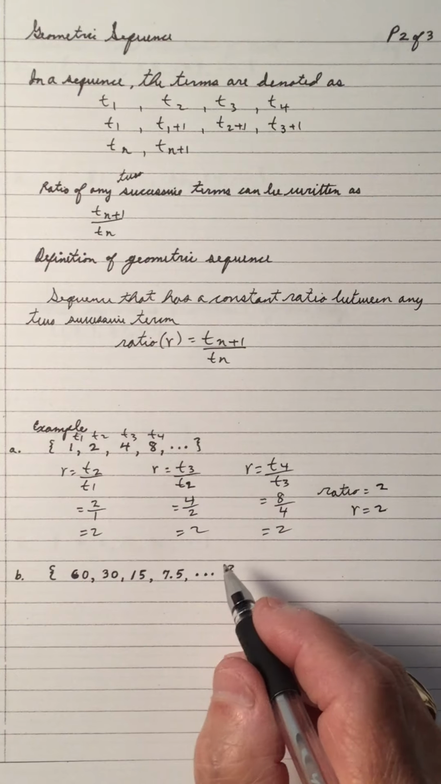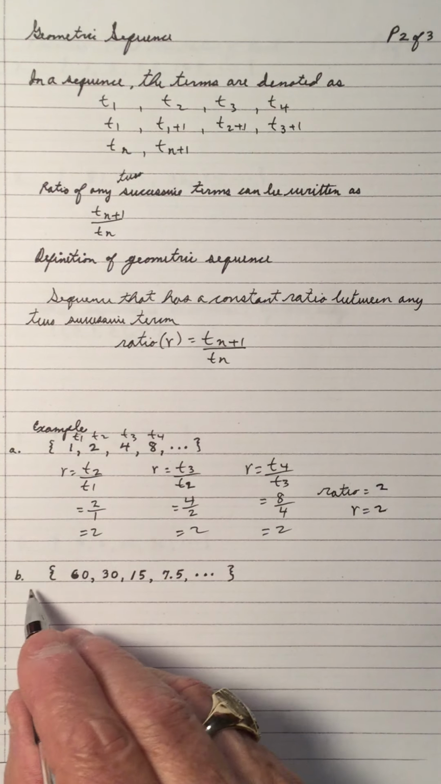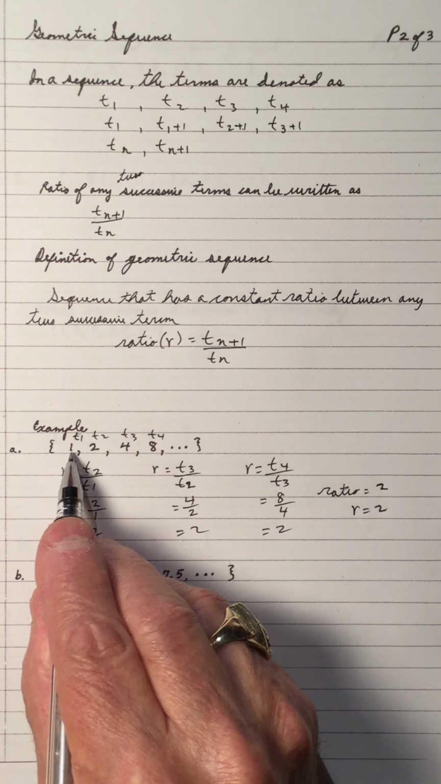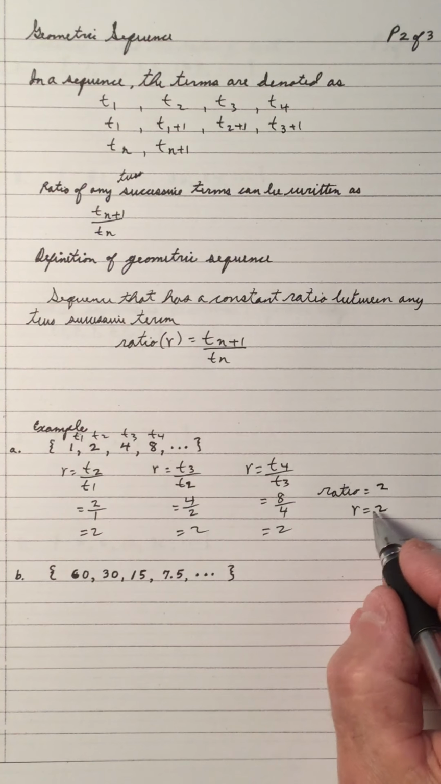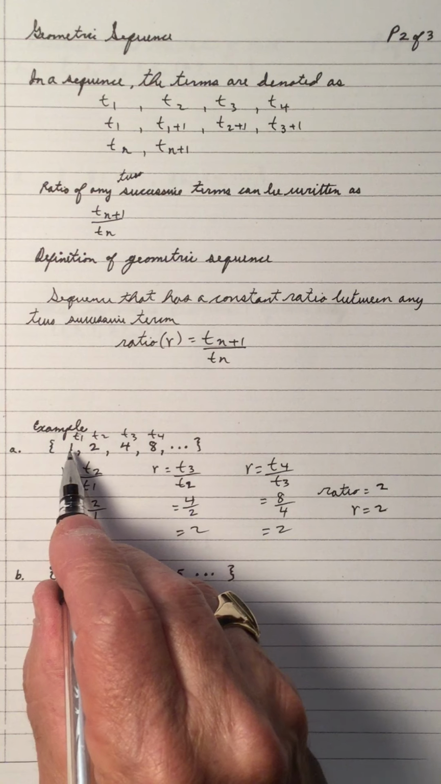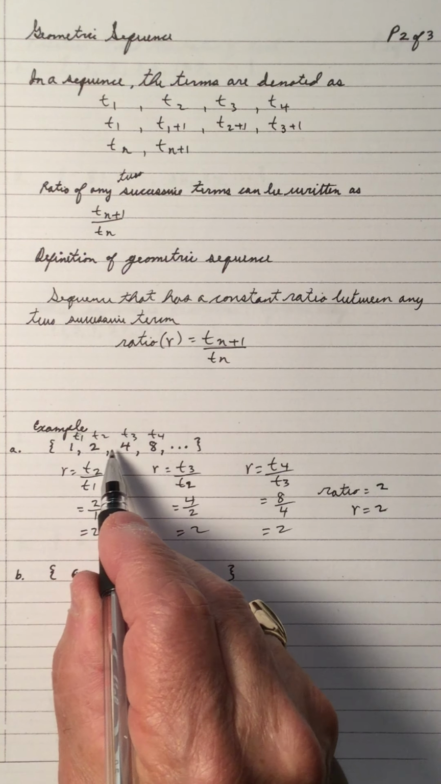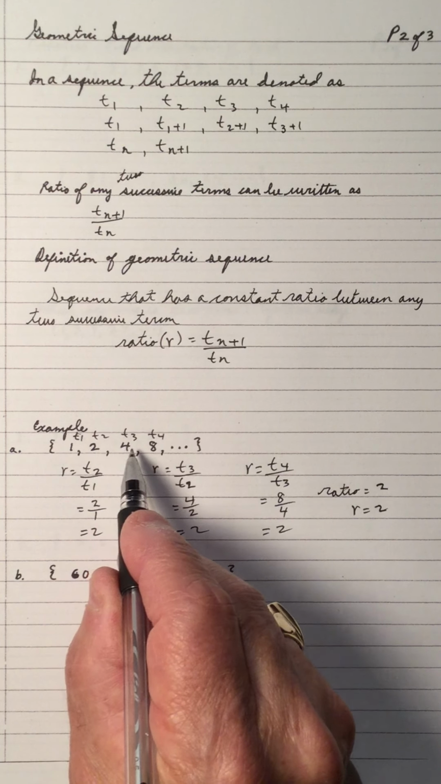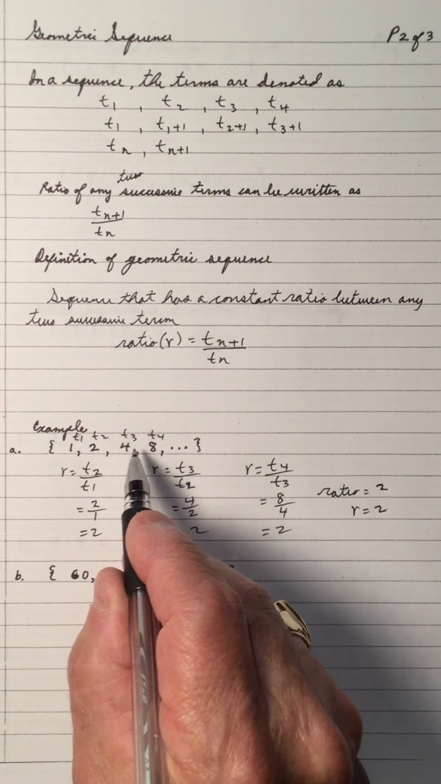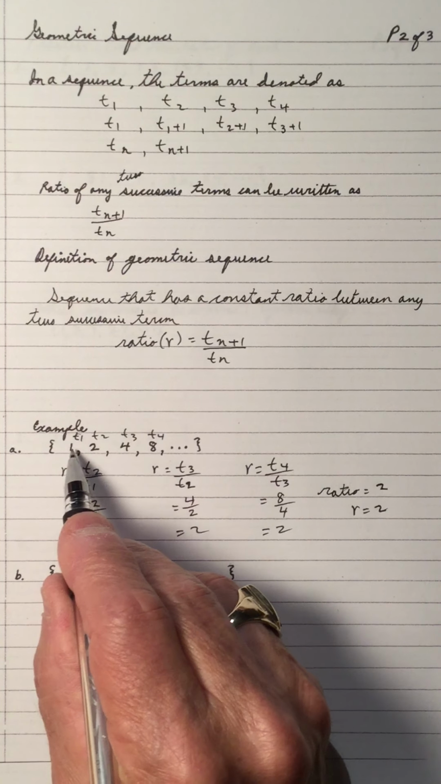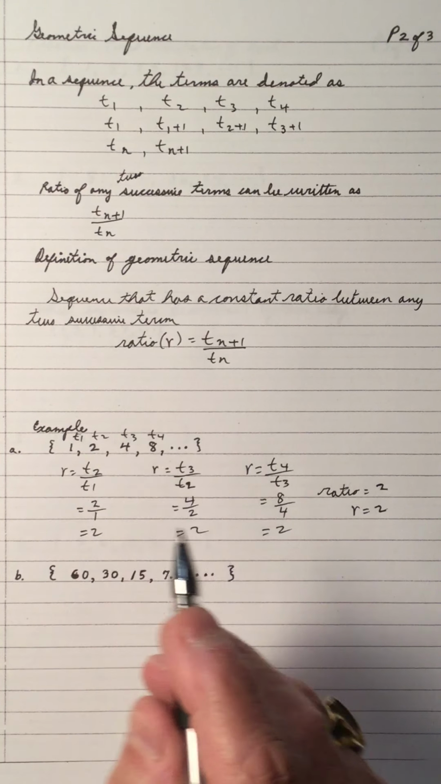It's a constant ratio. In this sequence, 1, 2, 4, 8, notice the ratio is 2. So if you take the 1 and multiply by 2, you get 2. Take the 2 and multiply by 2, you get 4. Take the 4 and multiply by 2, you get 8. So in this sequence, each successive term is the product of the previous term and 2.